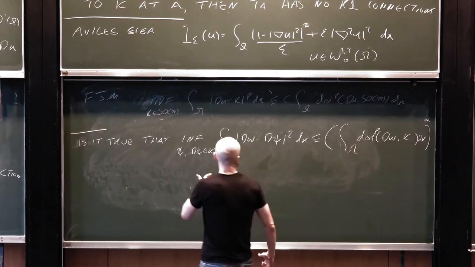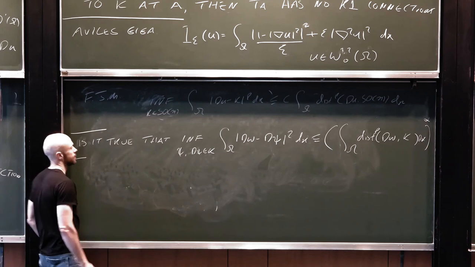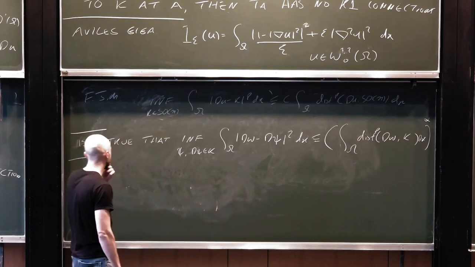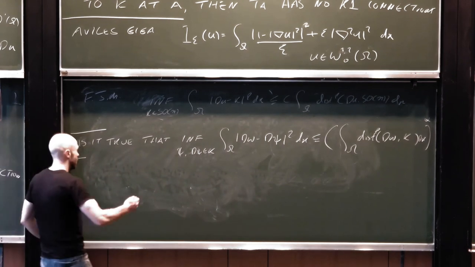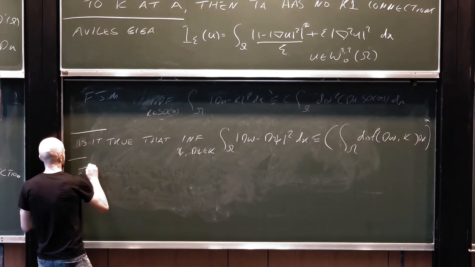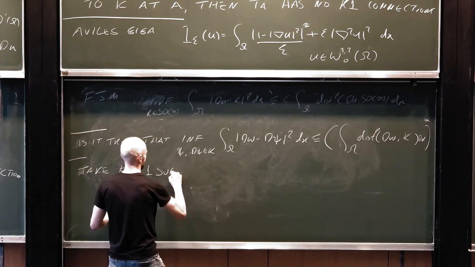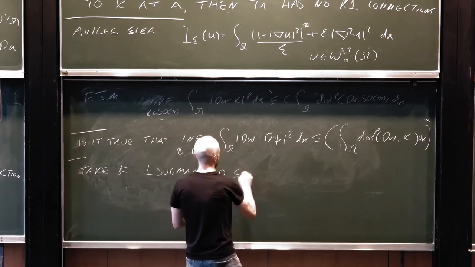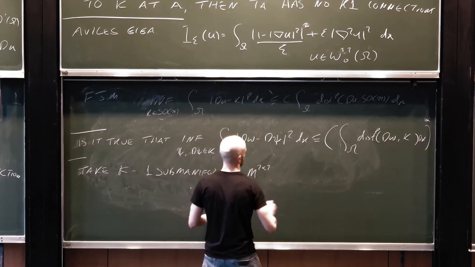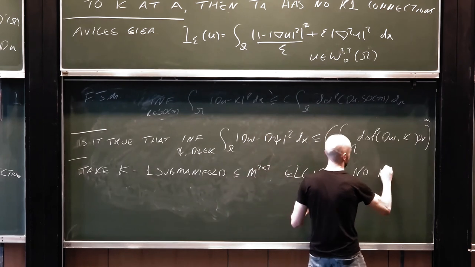And as far as I know, there aren't any stability results when we have non-elliptic differential inclusions. This would be a very new kind of theorem. As a way to start studying this, something we looked at over the summer, if we instead take K to be a one-dimensional submanifold contained within 2x2, elliptic, no rank-one connections.